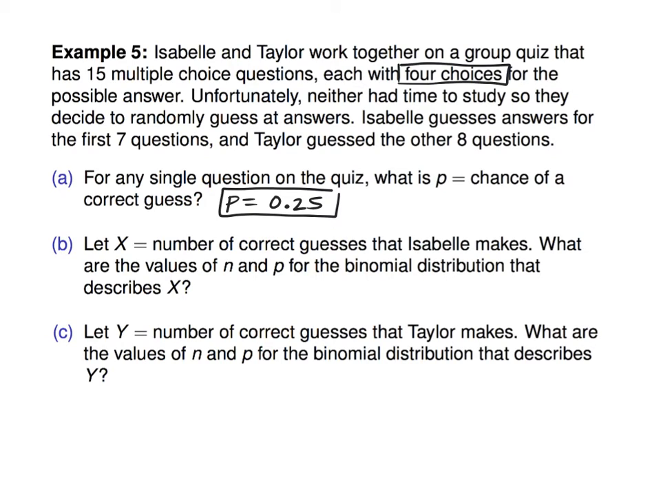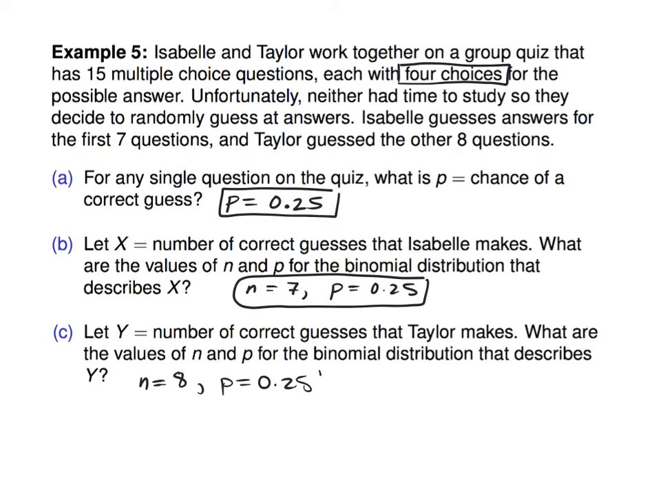Okay, let x equal the number of correct guesses that Isabelle makes. What are the values of n and p for this binomial distribution that describes x? So for Isabelle, she guessed on 7 questions, so her n is 7. Success probability is 0.25. And we're going to have y be the number of correct guesses that Taylor makes. What are the values of n and p for this distribution? She guessed on 8, so n is 8, p is equal to 0.25.